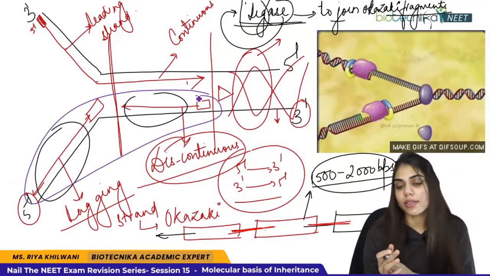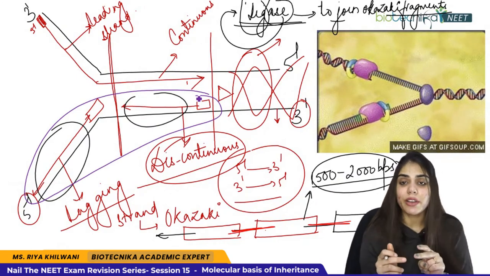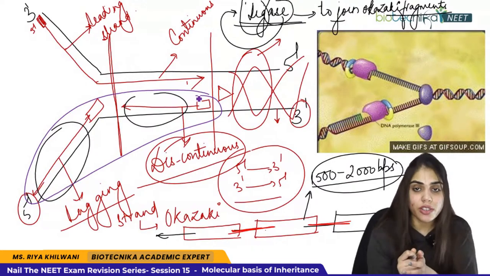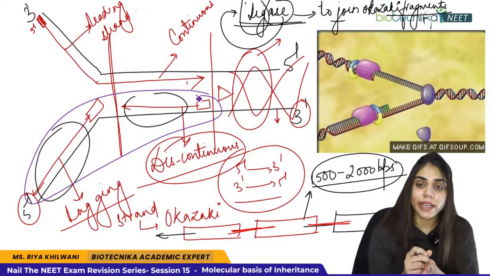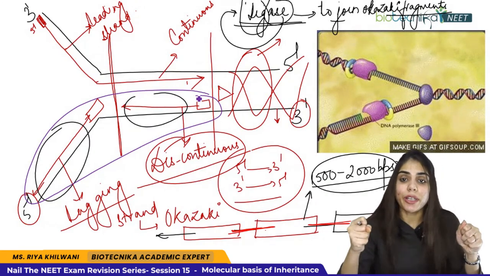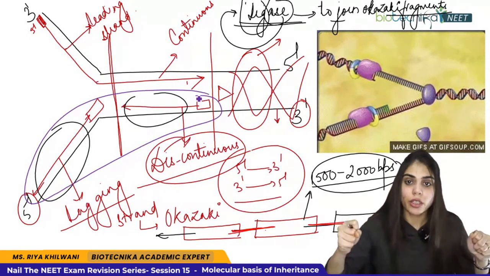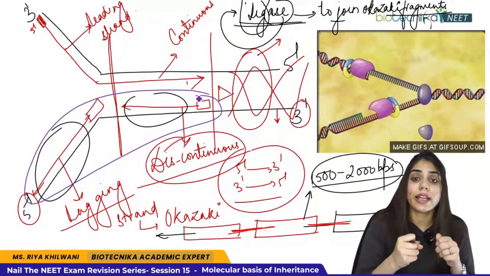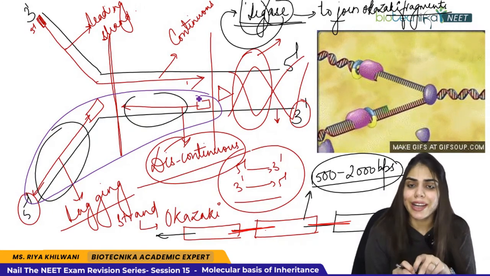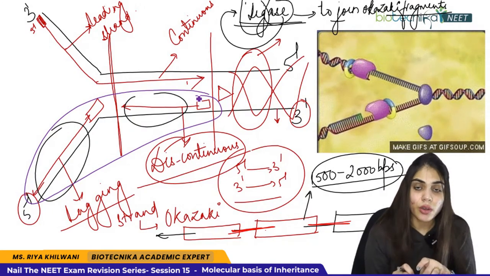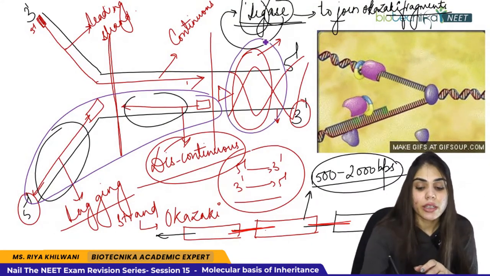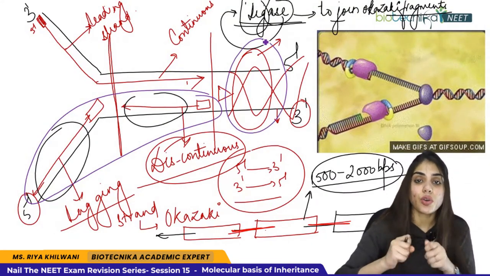I'm sure this process is clear to everyone. First, we have seen the helicase enzyme that will cleave all the hydrogen bonds between the strands. Second, single-stranded DNA binding protein that will hold the separated strands apart, because if they come together, they will again start pairing. And the third enzyme is DNA gyrase, a kind of type 2 topoisomerase. What does it do? It will release all the tension in the DNA. It will unfold the helicals of DNA.